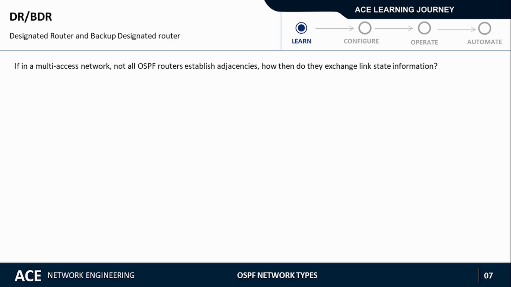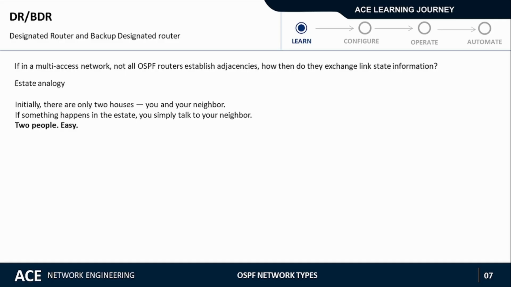But I have seen from the lab, there are some routers that do not have full adjacency. Like one of them was stuck at 2-way. So in that 2-way state, how does it receive link state information, and how does it send link state information to the others? That is the biggest question. So we bring in an estate analogy.